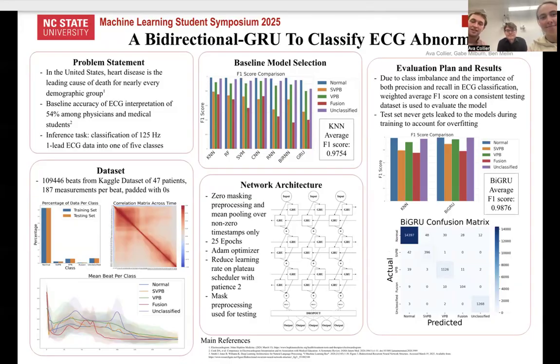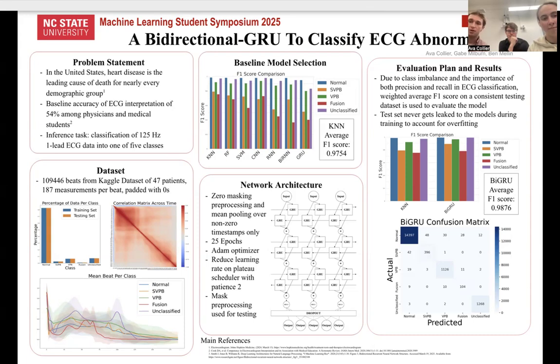Our problem title is a bidirectional GRU to classify ECG abnormalities. In the United States, heart disease is the leading cause of death for nearly every demographic group. ECGs are the first line of detection for many different types of heart disease, such as heart attacks or heart failure. The issue with ECGs is that the baseline accuracy of ECG interpretation is pretty low among physicians and medical students. It's only around 54%.